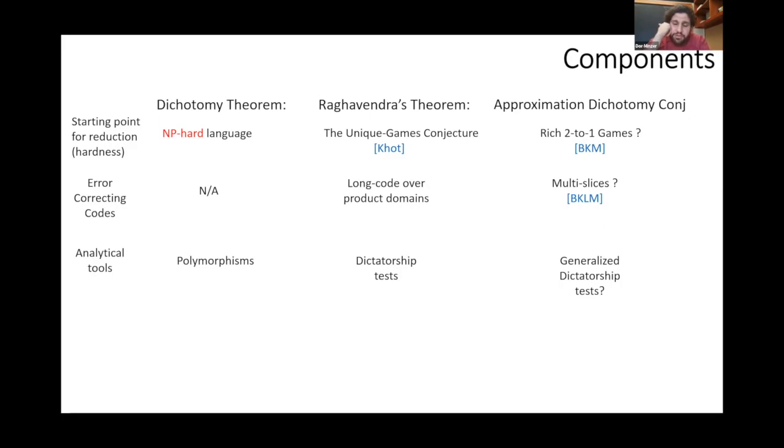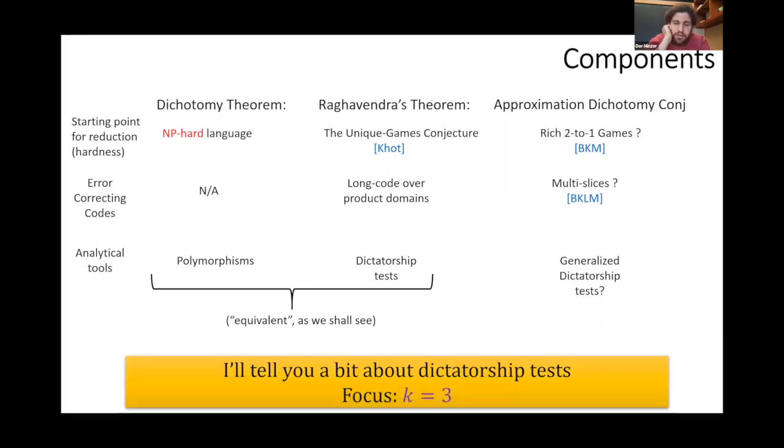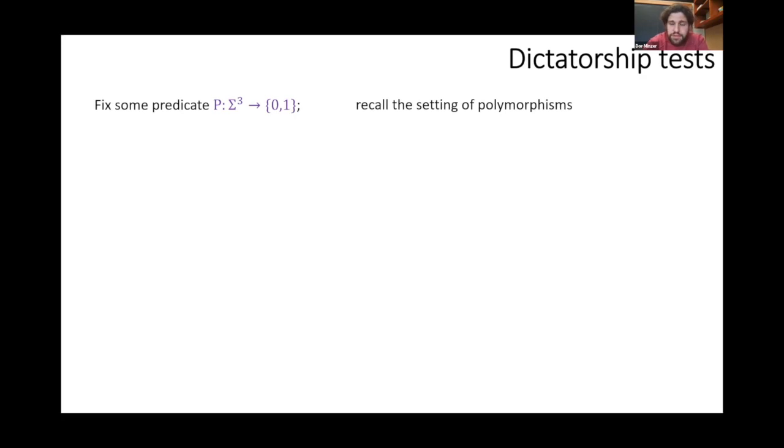Next, I'm going to try to tell you a little bit about what this dictatorship business is. And actually, I'm going to try to convince you that dictatorship tests are really the same as polymorphisms, except that you try to maximize something different. So this picture all collapses into itself, but it's all very nice in my opinion. So in the rest of the talk, I'm going to tell you a little bit about what dictatorship tests are, what challenges we face, and why I think this may be relevant to other problems. So what is the dictatorship test?